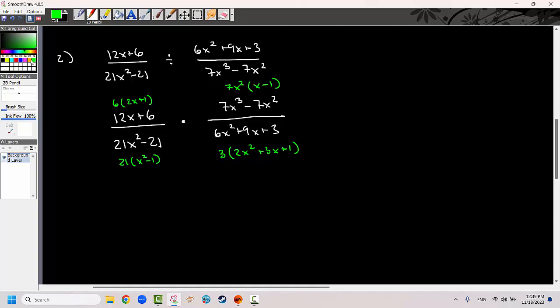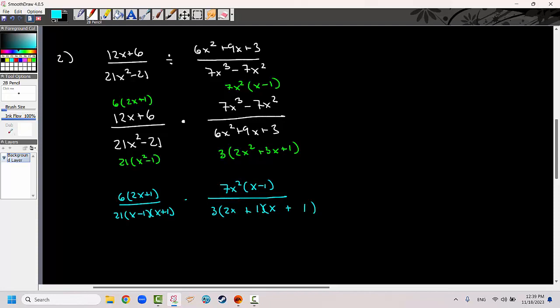So let's go ahead and clean this up a little bit. I'll switch colors, maybe sky blue. I've got 6 parentheses 2x plus 1 over the 21, which will stay there, but this is a difference of squares. So I've got x minus 1 times x plus 1. On the top right, I believe it was completely factored from the middle step here. And then the bottom right can factor trinomially. So I'll do 2x and x. I'm figuring it's a 1, a 1, a plus, and a plus.